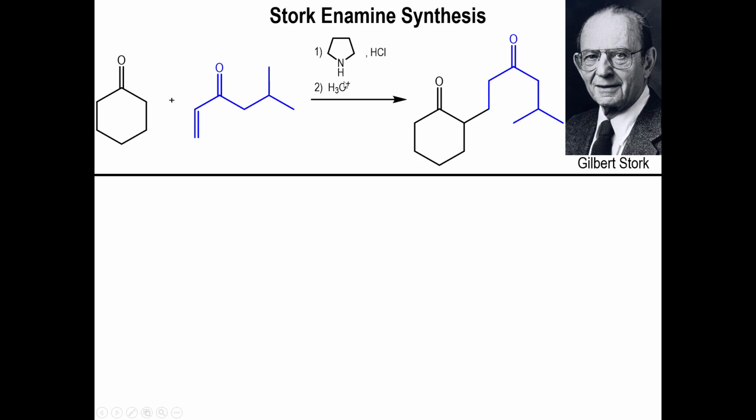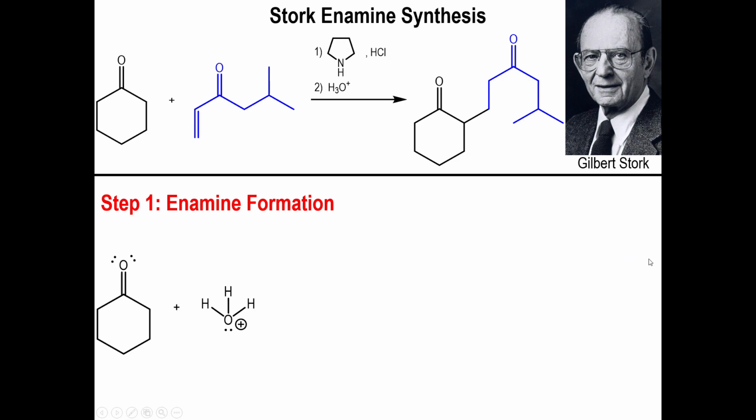And you follow that up by acidifying the solution at the very end. This allows you to functionalize the alpha position of that ketone, attacking the beta position of the enone in the process. So let me show you how this whole thing takes place. The first thing is that you have to form the enamine. That's why you're using a secondary amine in this process.